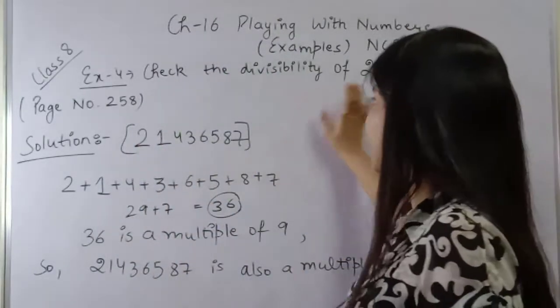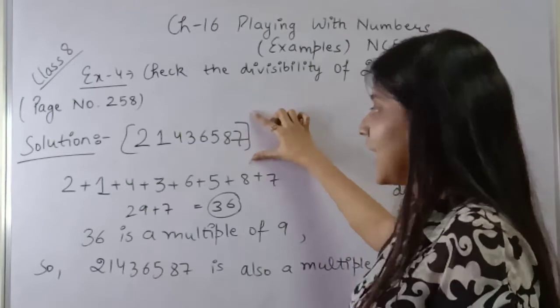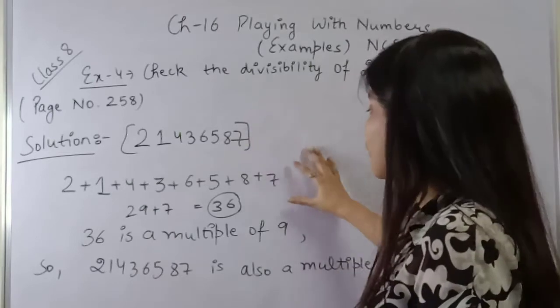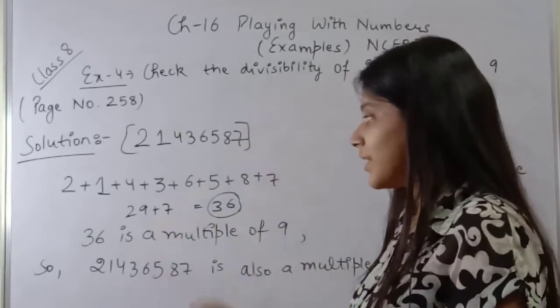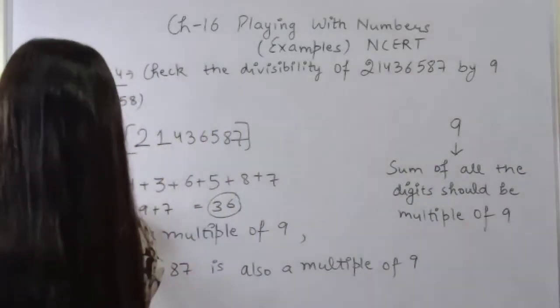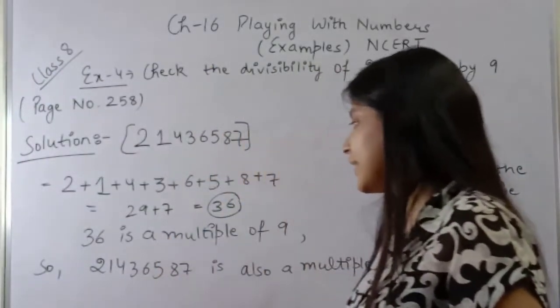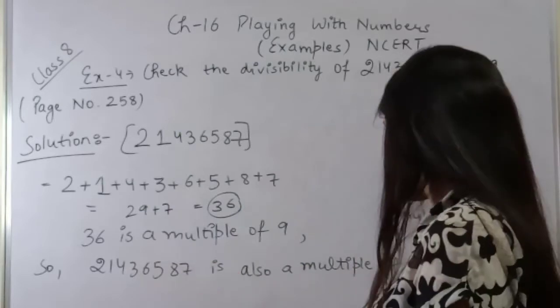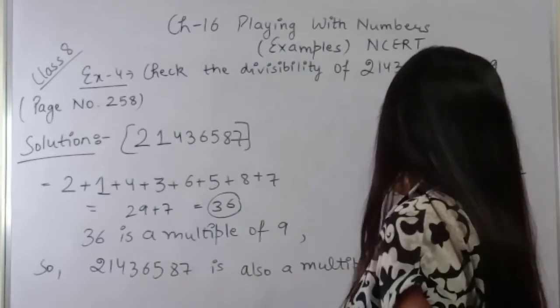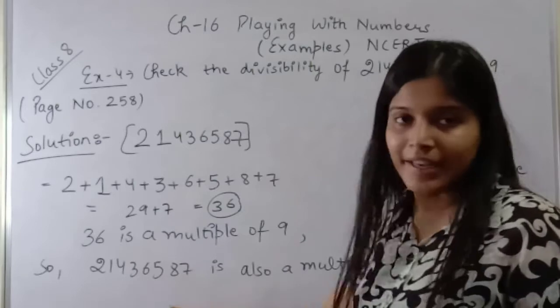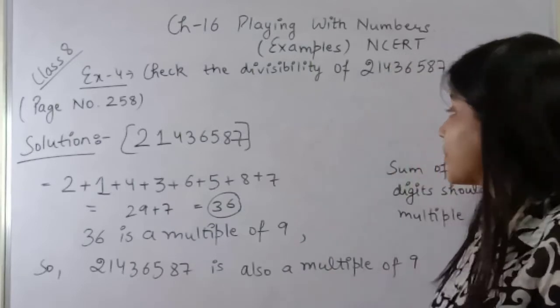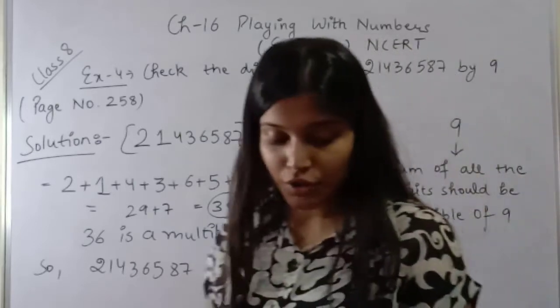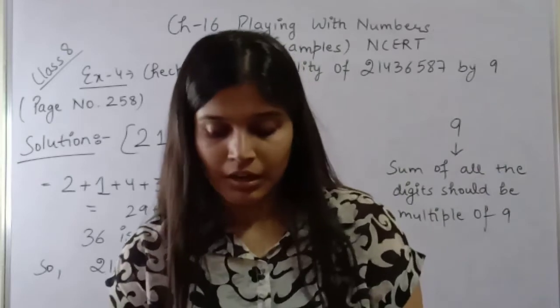इसमें हमसे ये पूछा था कि ये नंबर 9 से डिविजिबल है या फिर नहीं है. So for that we added all the digits of this number. Okay, and we got 36. So 36 is a multiple of 9, which means that this number is also a multiple of 9. ये भी 9 की टेबल में आएगा number. Okay, so this was example number 4. Now moving on to example number 5.